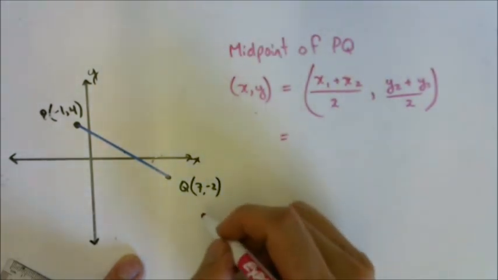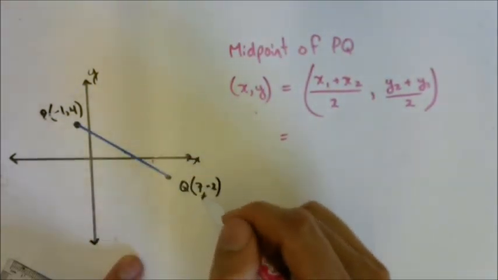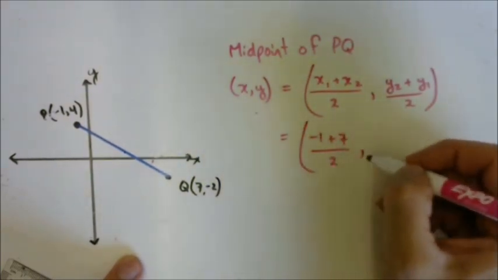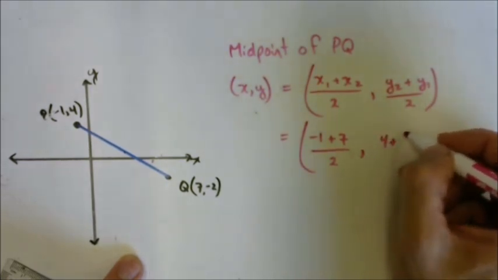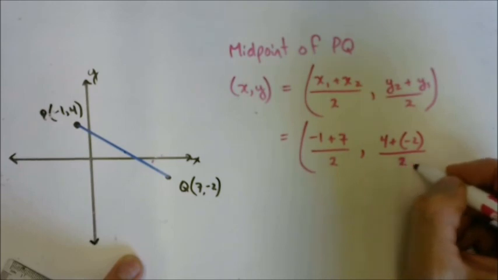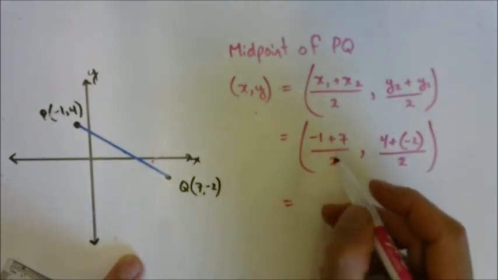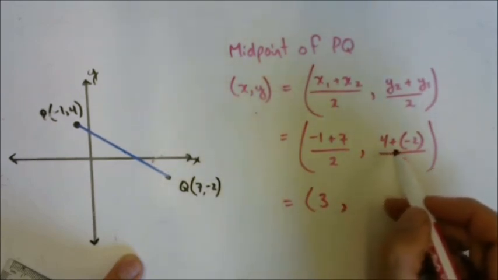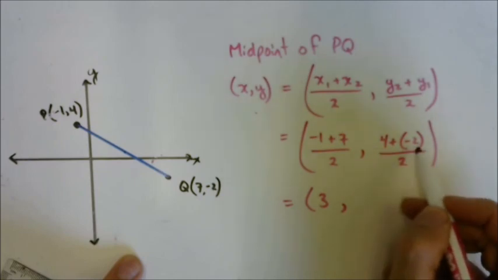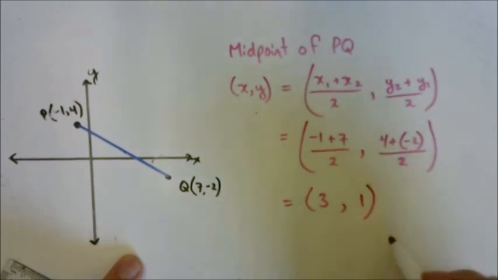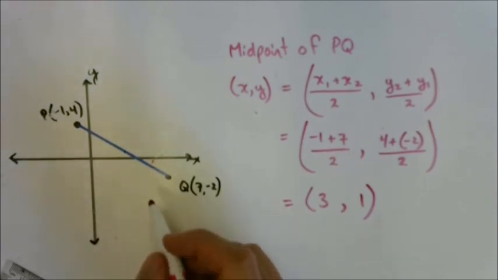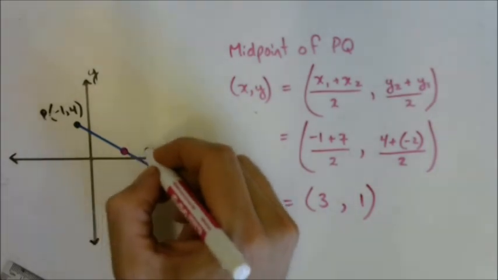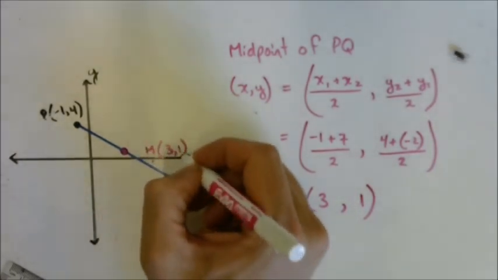And we can simply sub in those values from the points P and Q. So we have -1 plus 7 over 2 for our x-coordinate, and we have 4 plus -2 over 2 for our y-coordinate. -1 plus 7 is 6. 6 over 2 is 3. 4 plus -2 is 4 minus 2, which is just 2. 2 over 2 is 1. So the midpoint falls at 3, 1. I can go ahead and add that to my diagram. So there's the midpoint at 3, 1.